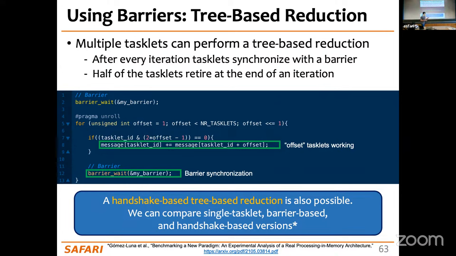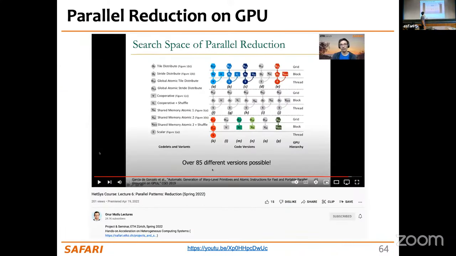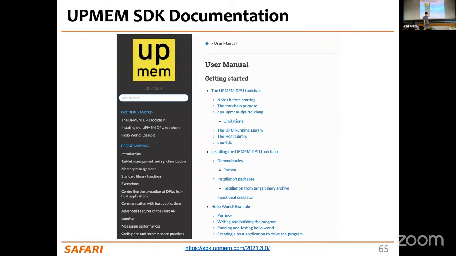Anyway, you are going to experiment with the parallel reduction for sure, because you will be asked to implement these different versions. And you can learn more about parallel reduction in some other lectures. For example, this one corresponds to the heterogeneous systems course. The basic ideas, the basic concepts in parallel reduction are universal, are independent of the actual parallel system. Okay, find more about the handshakes, barriers, etc. here in tasklet management and synchronization.